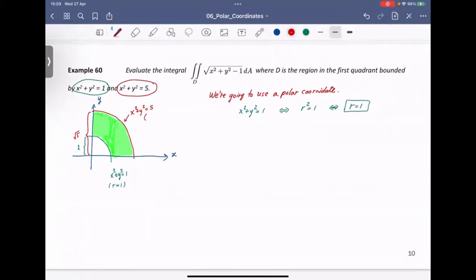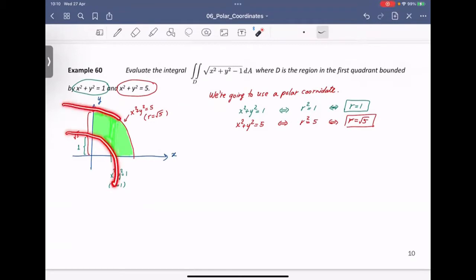And then here, x squared plus y squared equal to 5. Is it similar to r squared equal to 5, or r equal to square root 5? Which means this is the same equation as r equal to square root 5. So you know immediately that when you integrate, you're going to start from this curve, which is r equal to 1, and then you're going to finish at r equal to square root 5. Okay, set up the integral. So this is the question. I just copy the question first.